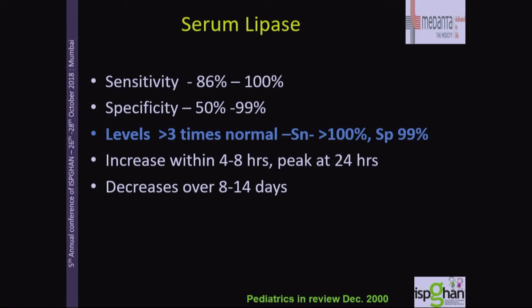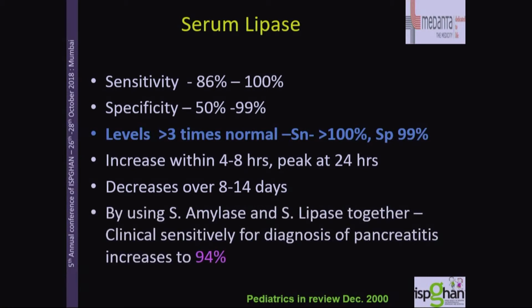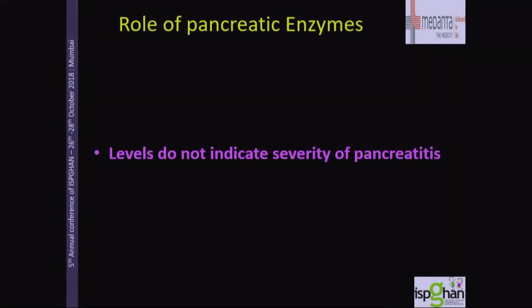So lipase is more sensitive and specific than amylase, and 3 times above normal is virtually 100% sensitive and 99% specific, and it rises a little later. So maybe if you pick up in the first few hours, it may not, but it decreases over a week or so. So that is the one which you might find more raised.